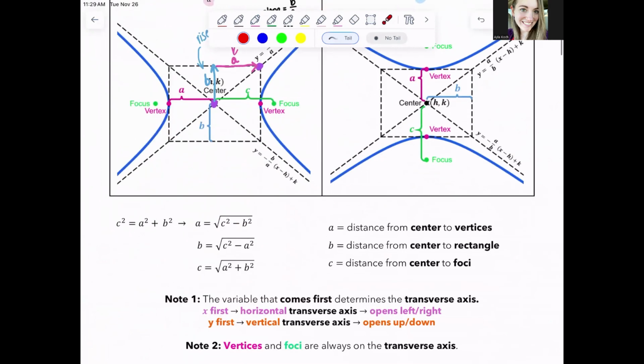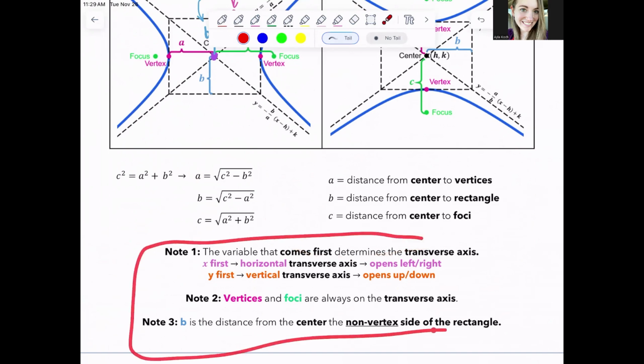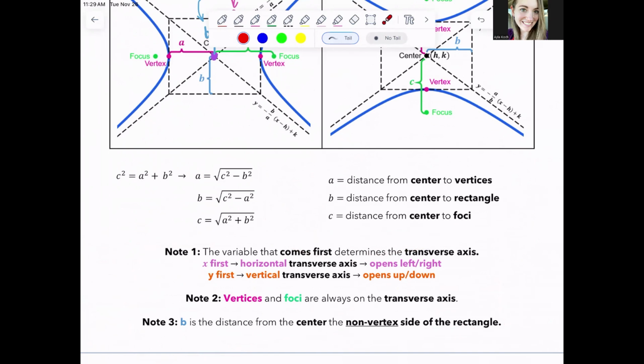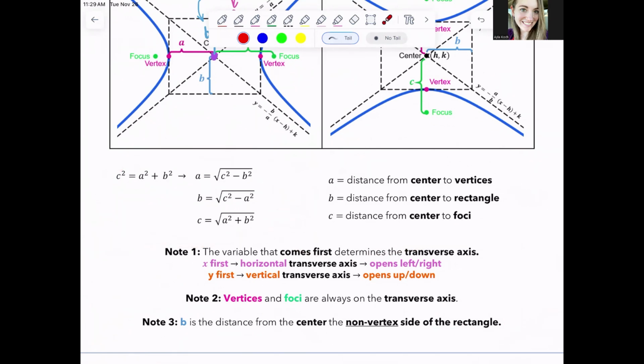Okay, this is all broken down for you here. Some other quick notes here, which I've really said already. One thing to note, these formulas here for hyperbolas are different than the ellipse formulas.